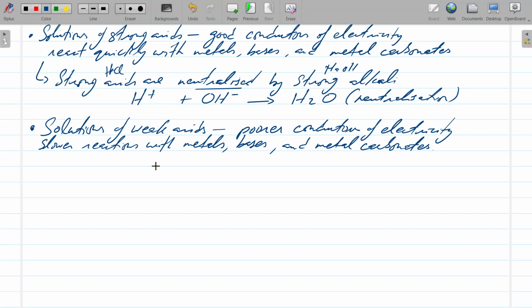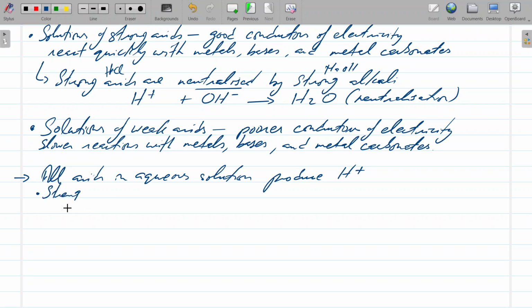Now, whether it's a strong acid or weak acid, all acids, as we've seen, in aqueous solution produce the hydrogen ion. So the strength of an acid means how easily it dissociates, which we just covered. But there's also something called the concentration of an acid.